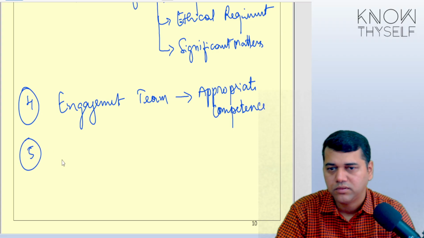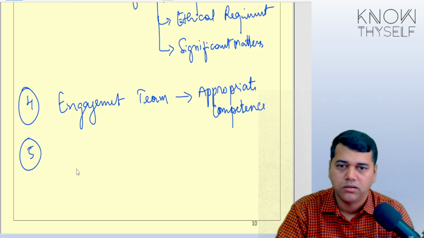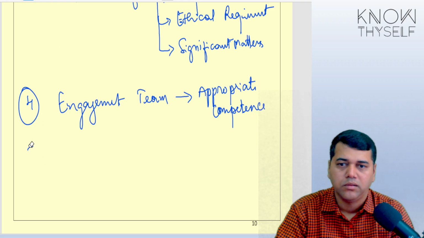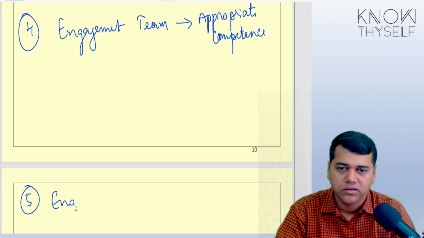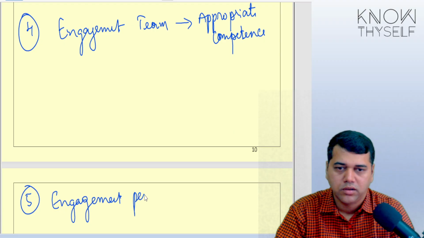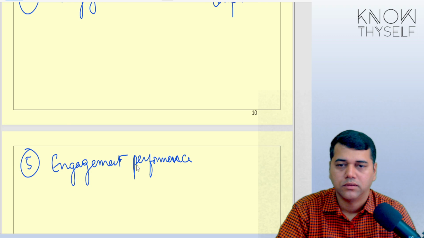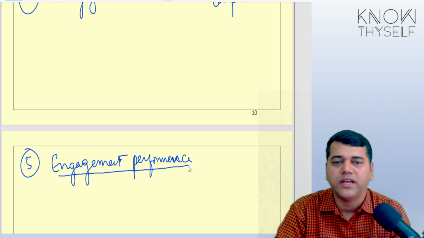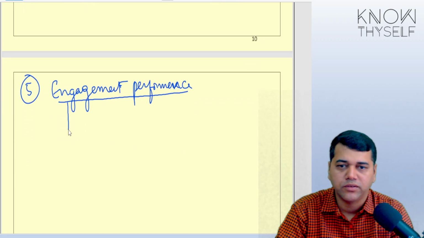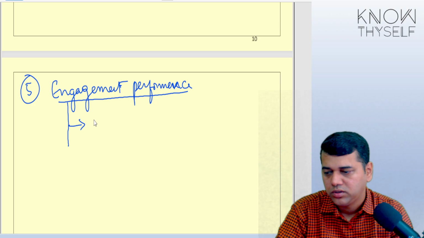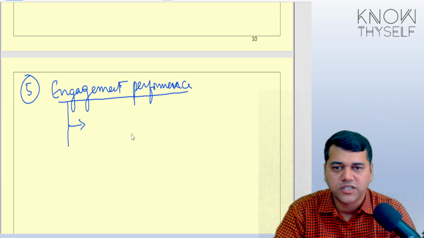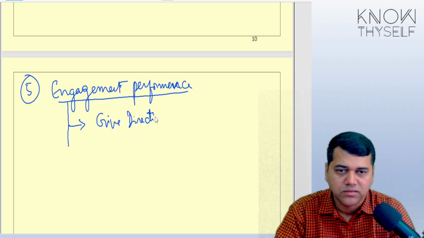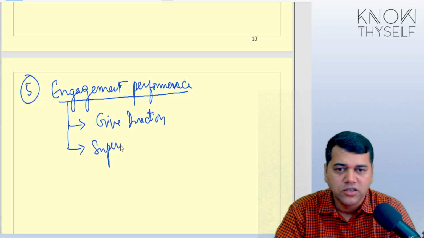Point number 5. Okay, I'll write here because point number 5 is big. Point number 5, engagement performance. Now, what is the responsibility of an engagement partner when you talk about engagement performance? The responsibility is to give direction. Obviously, he should direct your team members, right? So the first responsibility is give direction. Second, after you direct, supervise.